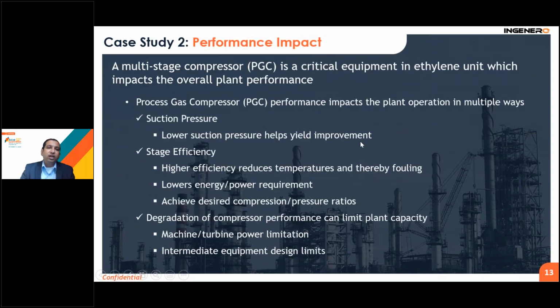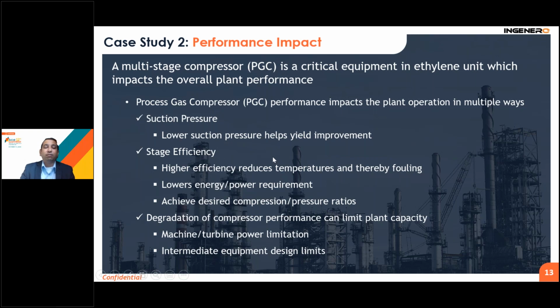Before diving into the problem areas of this, let's look at how a PGC compressor affects the overall performance of an ethylene unit. PGC performance can impact an ethylene plant operation in multiple ways. First and foremost, it can determine the suction pressure, and a good operating PGC system maintains a lower suction pressure, which helps in yield improvements in furnaces.